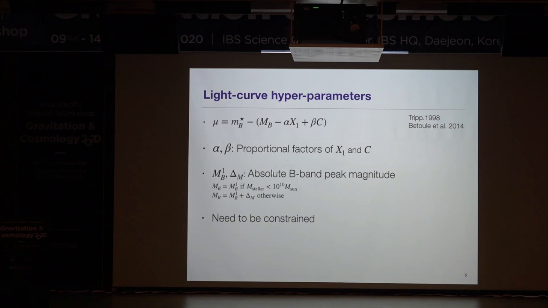If the stellar mass of the host galaxy of the type Ia supernova is lower than 10^10 solar masses, then we can take the absolute B band magnitude as just equal to M_B^1, but we need to add delta M if the host mass is larger than this. So these four parameters need to be constrained to use the light curve parameter information to derive the distance modulus and measure distance.